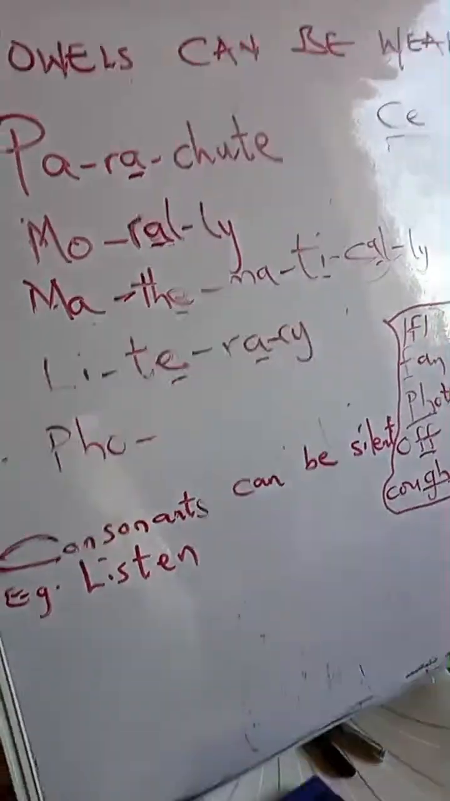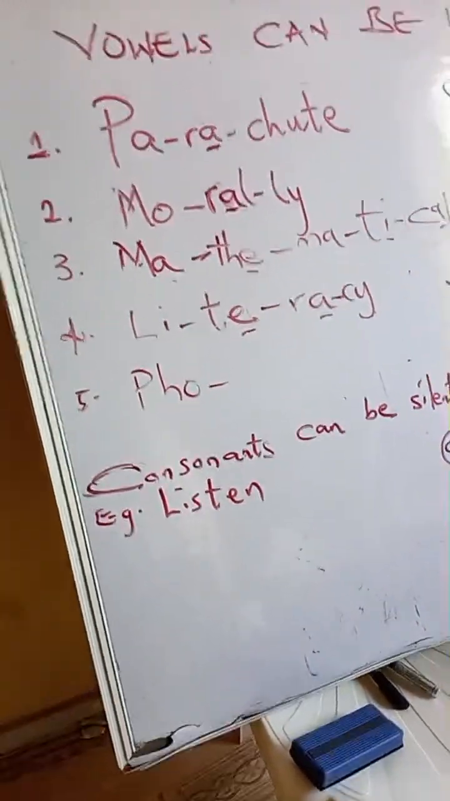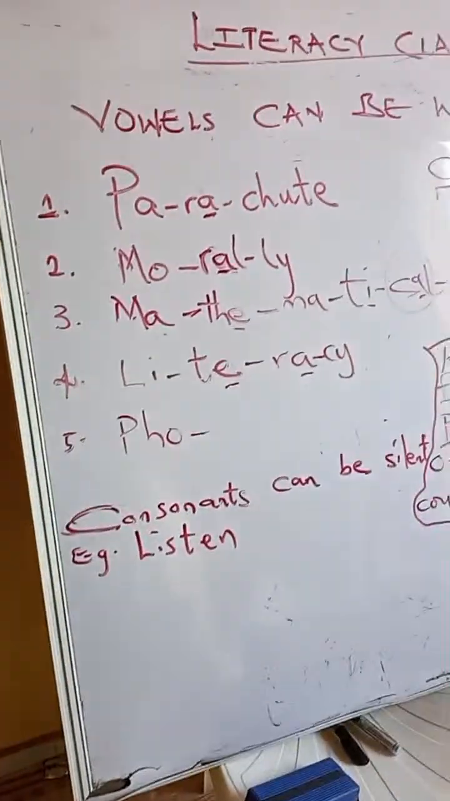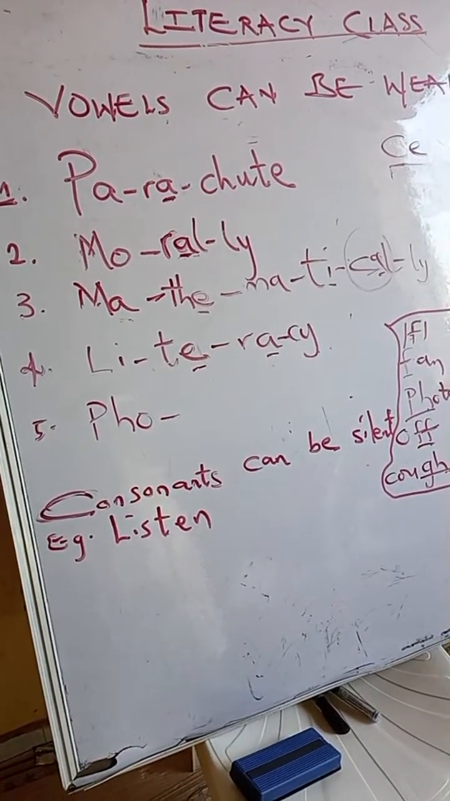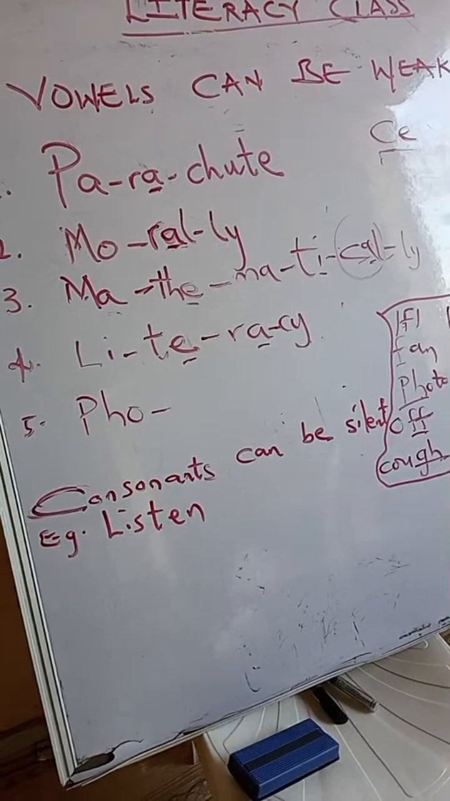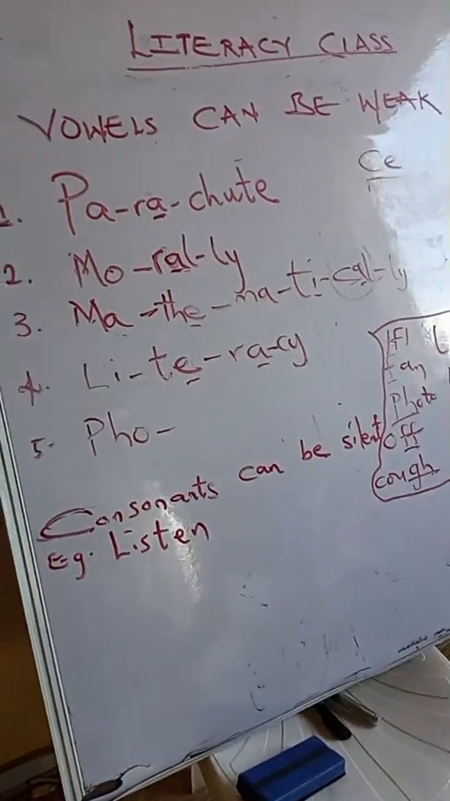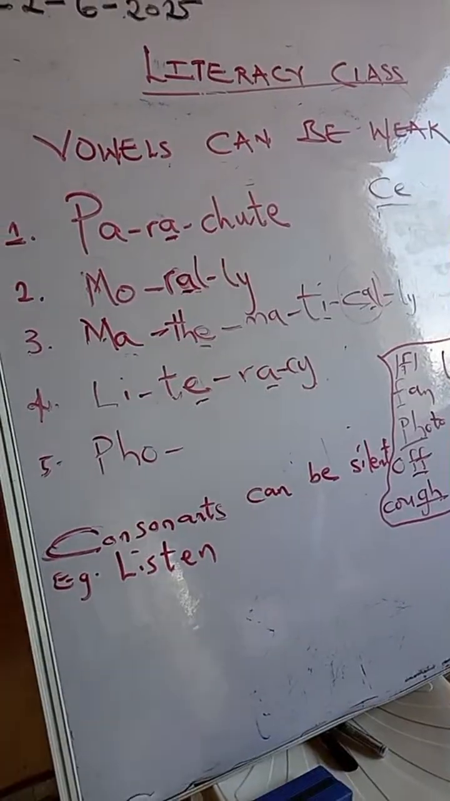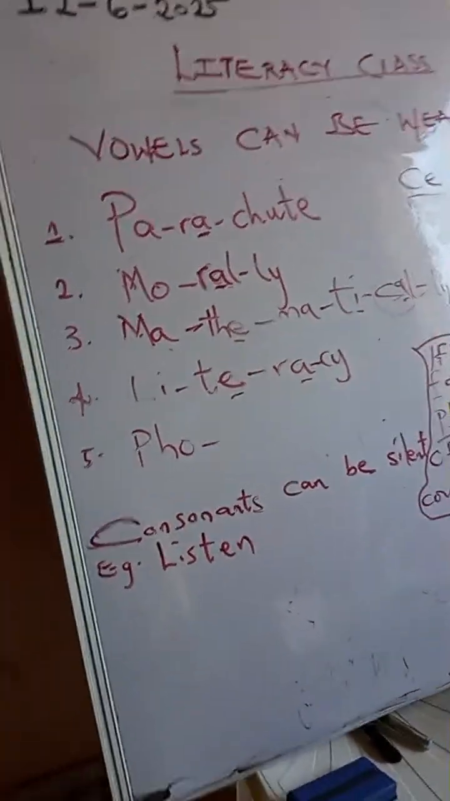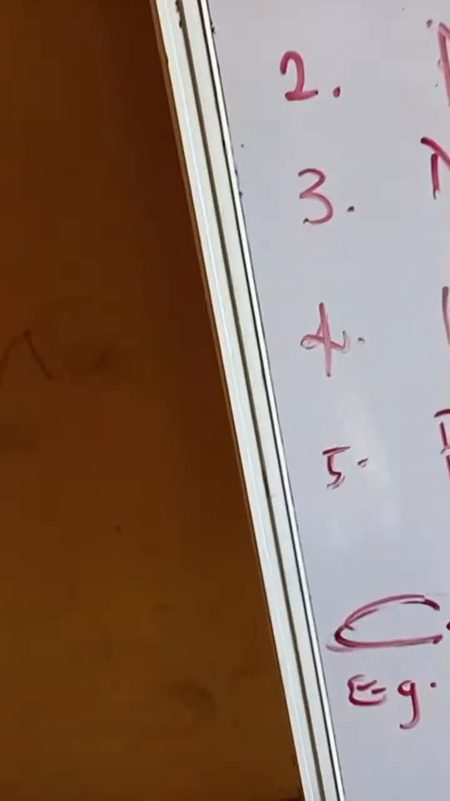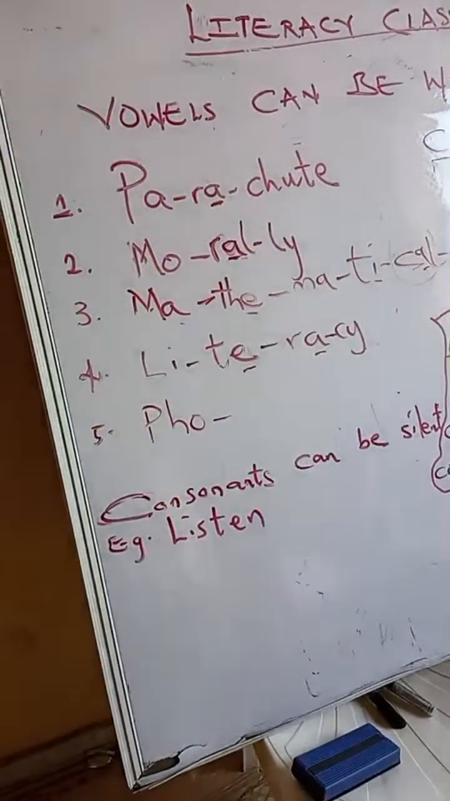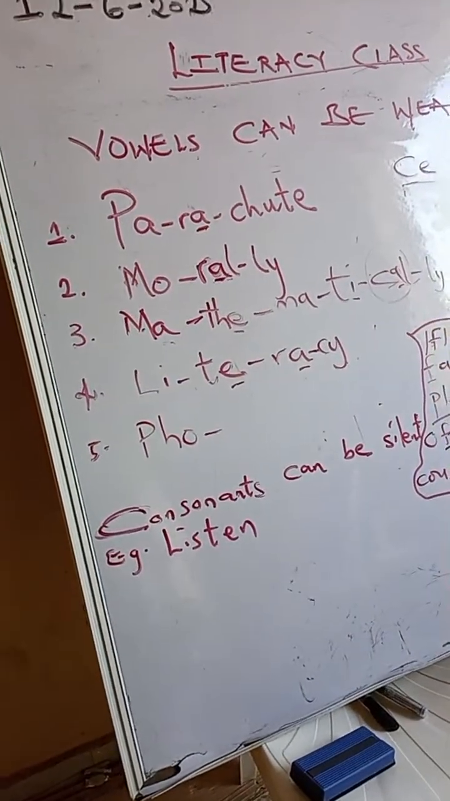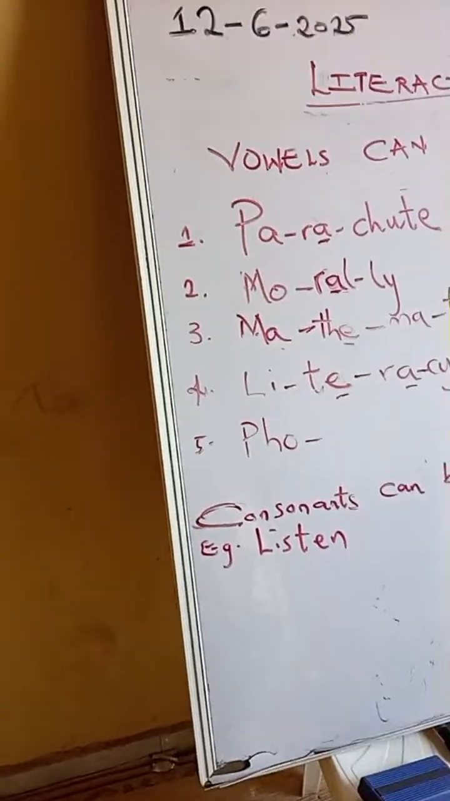Listen. Which one can be weak? Is it the vowels or the consonant? Vowels, very good. Which one can be silent? Consonant, very good. Now, I or E, is one silent or weak? Would you say it's silent or weak? Weak. Thank you, because they are vowels.